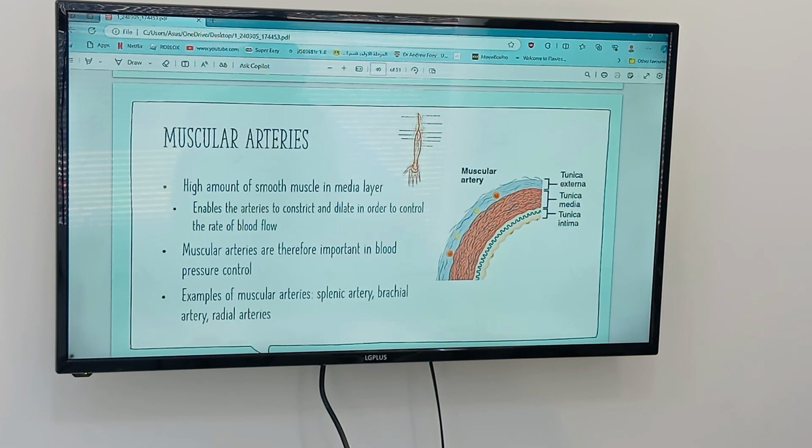High amount of smooth muscles in the media layer enable the arteries to constrict and dilate in order to control the rate of blood flow. Muscular arteries are therefore important in blood pressure control. Examples of muscular arteries: splenic artery, brachial artery, radial artery.